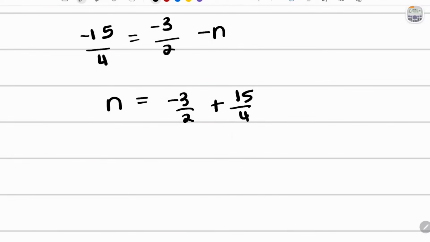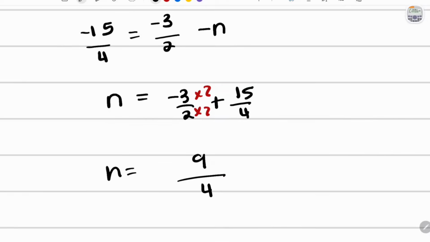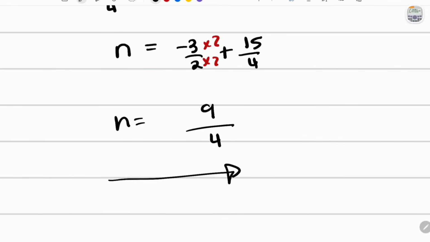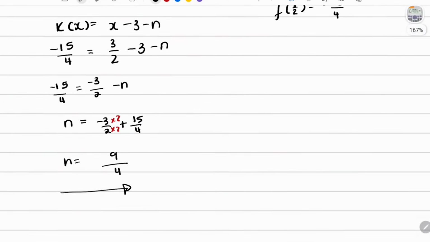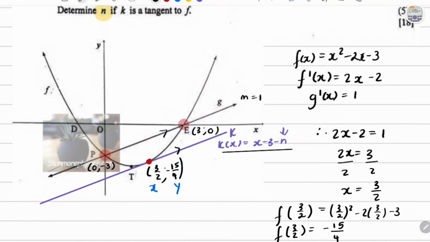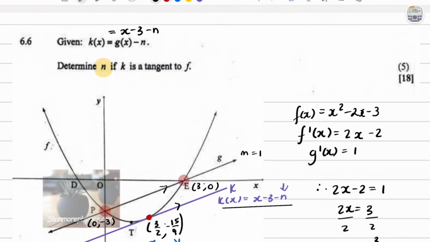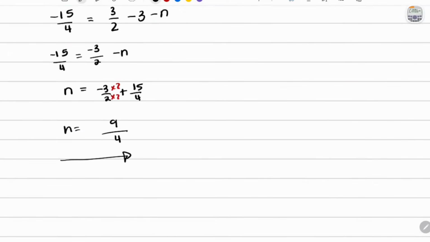Okay, we can change that. You can use a calculator as well. I'm just going to say times 2 to make the denominators the same. n is equal to negative 6 plus 15 over 4. Okay, and 15 minus 6 is 9. So our answer for n is 9 over 4. You can use a calculator. Okay, so that is the explanation of that. That's the value of n for which k would be a tangent to f.